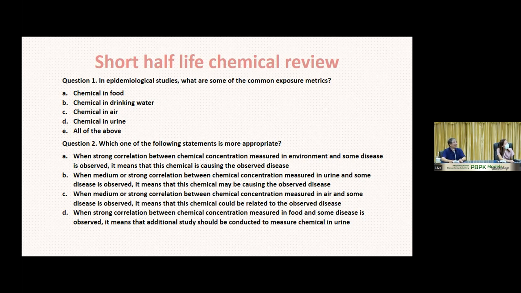Question 2. Which one of the following statements is more appropriate? A, when a strong correlation between chemical concentration measured in the environment and some disease is observed, it means that this chemical is causing the observed disease. B, when a medium or strong correlation between chemical concentration measured in the urine and some disease is observed, it means that this chemical may be causing the observed disease. C, when a medium or strong correlation between chemical concentration measured in the air and some disease is observed, it means that this chemical could be related to the observed disease. And D, when a strong correlation between chemical concentration measured in the food and some disease is observed, it means that an additional study should be conducted to measure the chemical in urine.